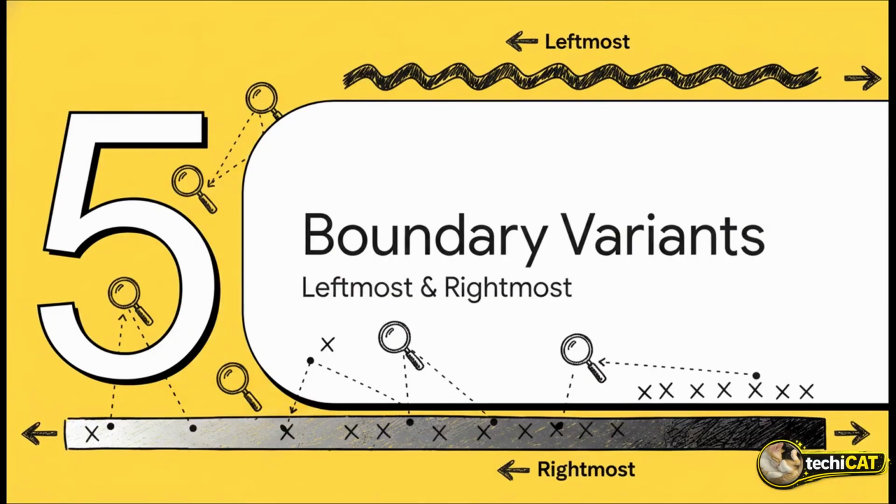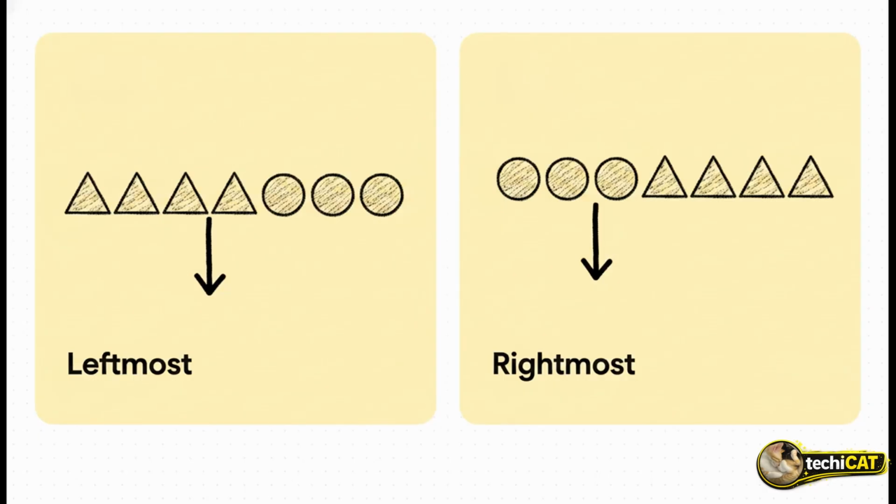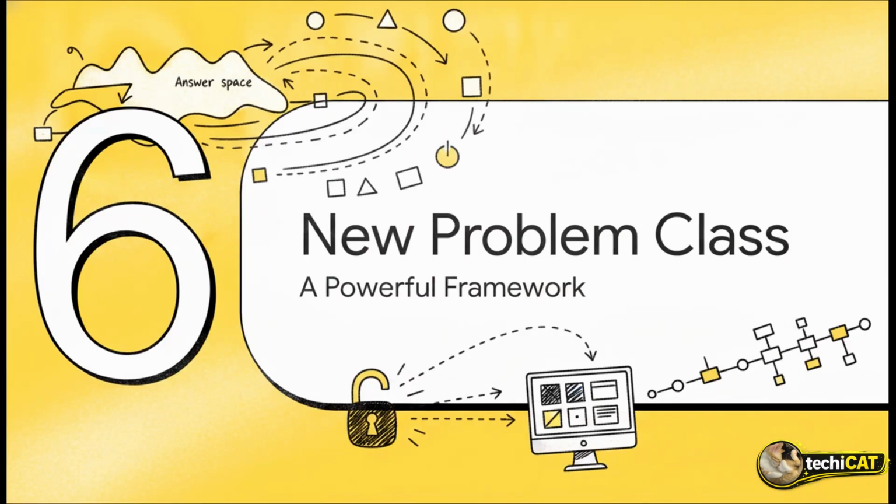Section 5. Leftmost and rightmost variants. Boundary variants. Now, what's really interesting here is that because you're testing a condition across a range, you often end up with a whole sequence of falses followed by a sequence of trues. Your job is to find the boundary where it flips. The leftmost variant finds the absolute first time the condition becomes true. On the flip side, the rightmost variant finds the last possible time a condition is true right before it turns false. And each of these requires slightly different logic in your code so you don't accidentally step over that boundary line.